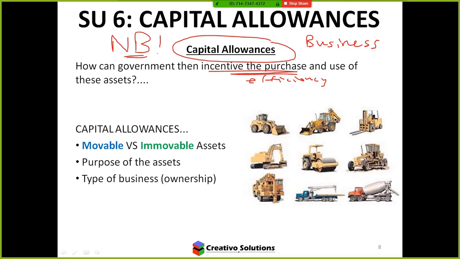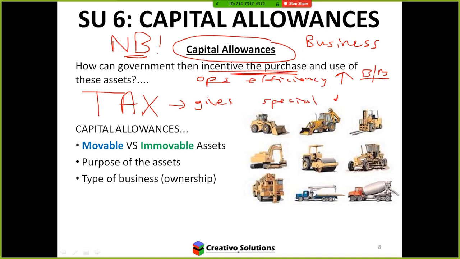The incentive is better operations. From an operational point of view, I'm going to improve my efficiency. That's business management, or operations. We're not going to look at business management operations, but there are some benefits for doing that. What are we going to be looking at here? Well, tax. So how can government incentivize the purchase and use of assets? Government can give special deductions. They're not called deductions, I'm referring to it as a deduction. It's called an allowance, a capital allowance, and that's what you're looking at here.